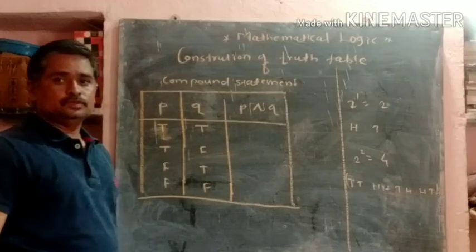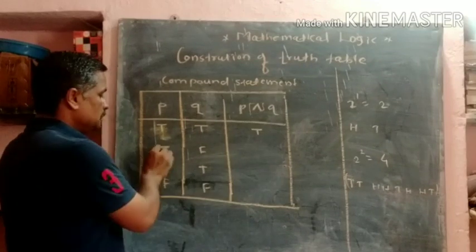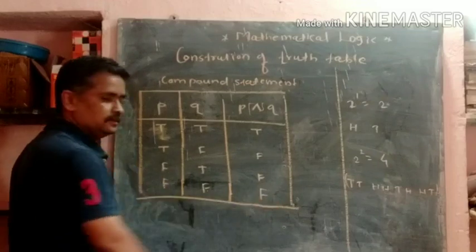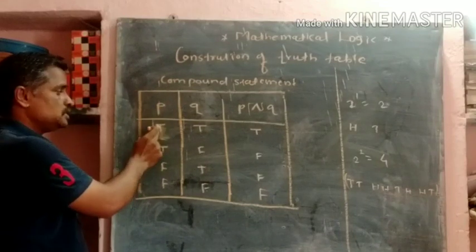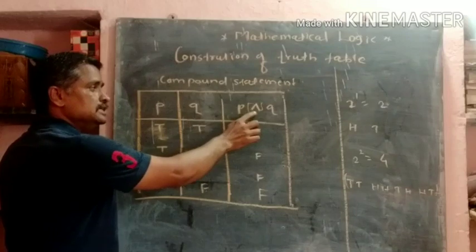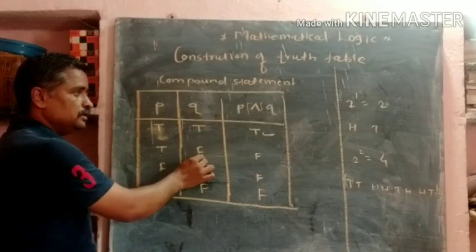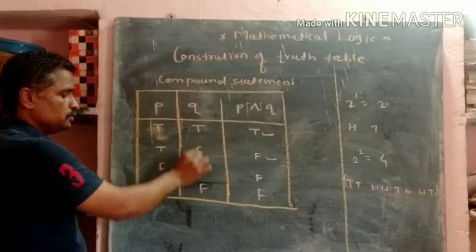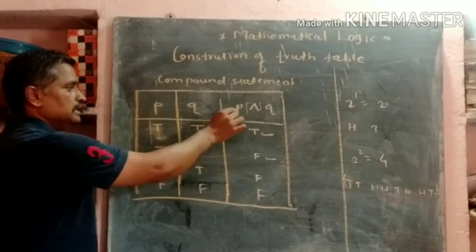So P conjunction with Q: T, F, F, F. Observe this: if the first statement P has truth value T and the second statement Q has truth value T, then P conjunction Q is T. If P is T and Q is F, then P conjunction Q is F. If P is F and Q is T, then P conjunction Q is F. If P is F and Q is F, then P conjunction Q is F.